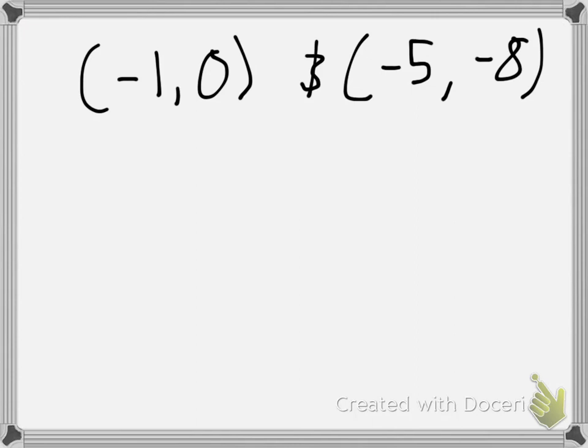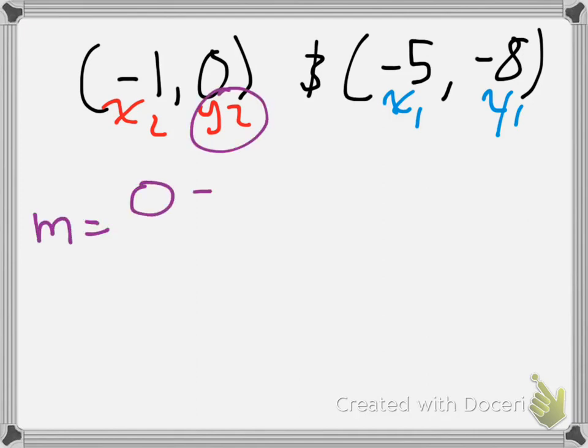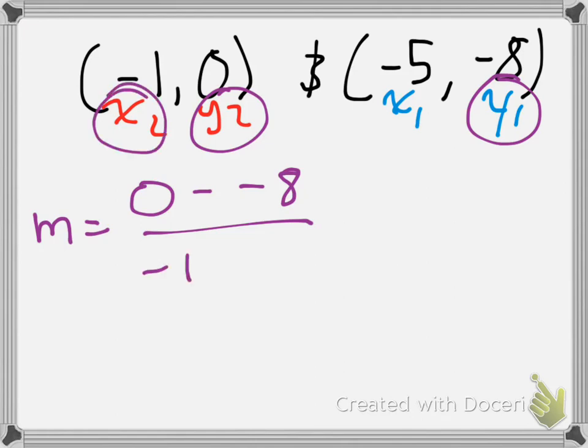For this one, same deal. Maybe we get twisted up and we call this one x1 and this one y1, and then we call this one over here x2 and y2. You'll see that it doesn't matter. You can go ahead and try it the other way and try to prove me wrong. But we're going to get m equals 0 minus negative 8 divided by negative 1 minus negative 5.